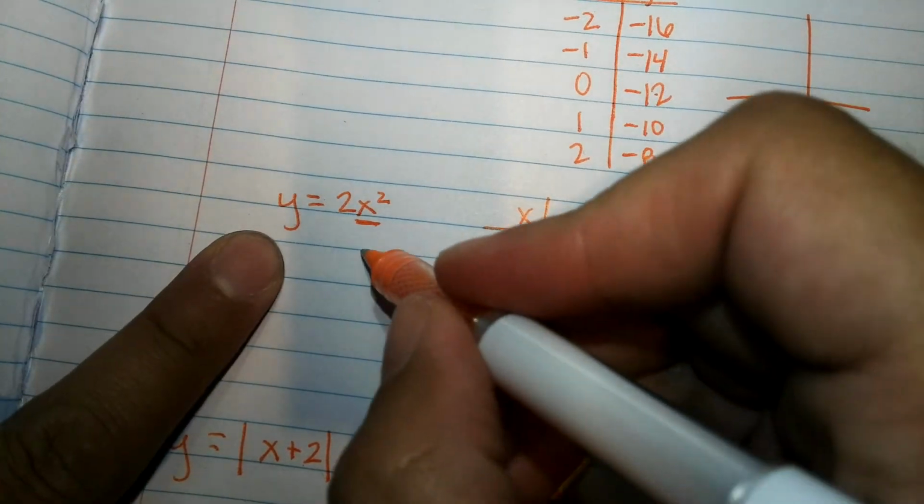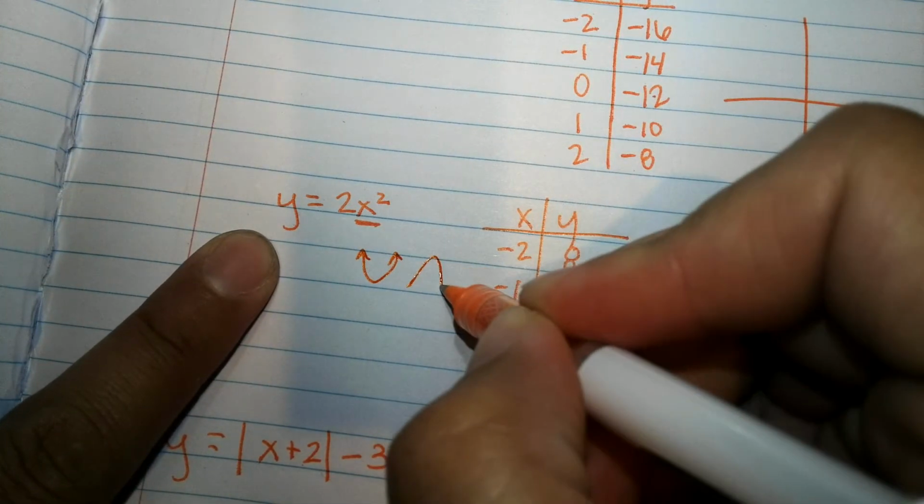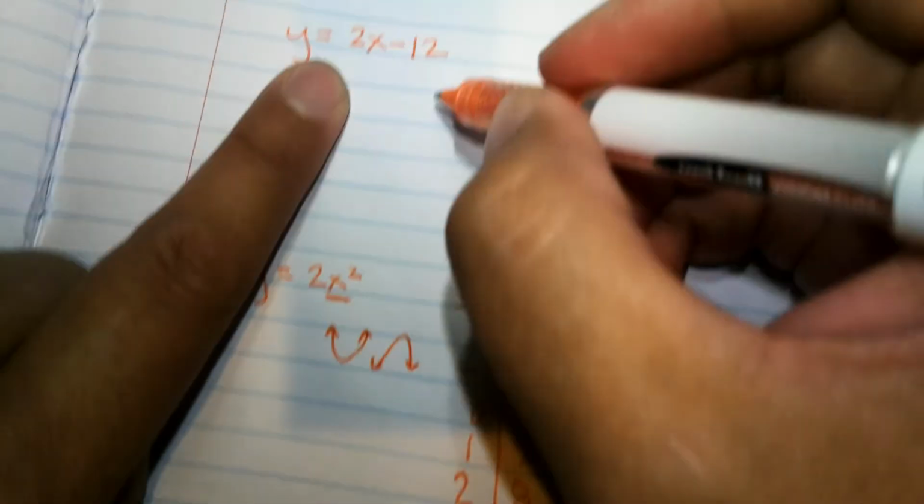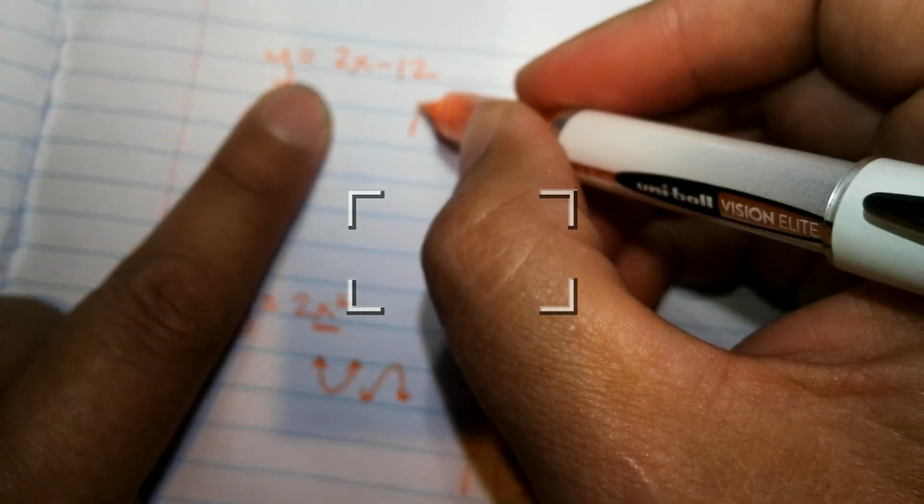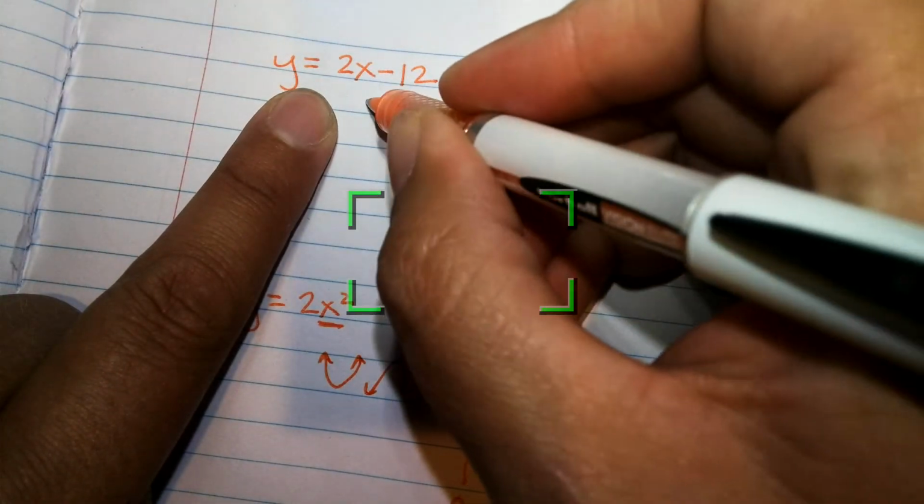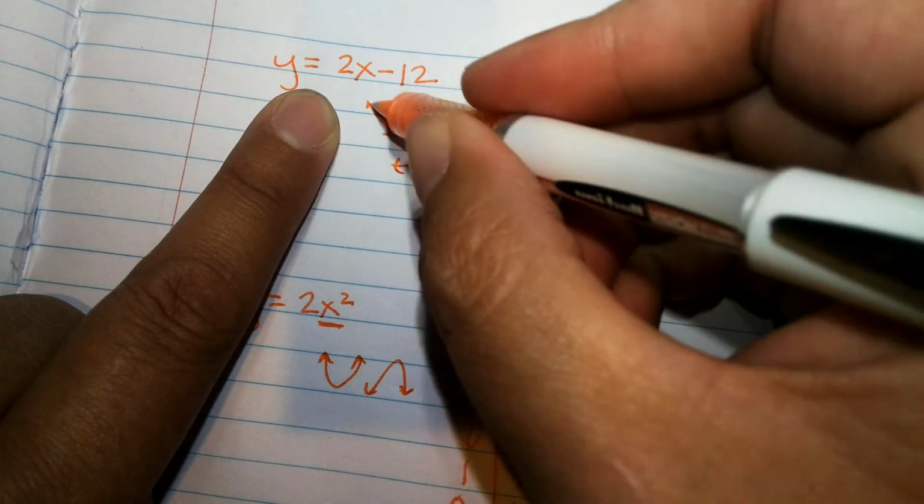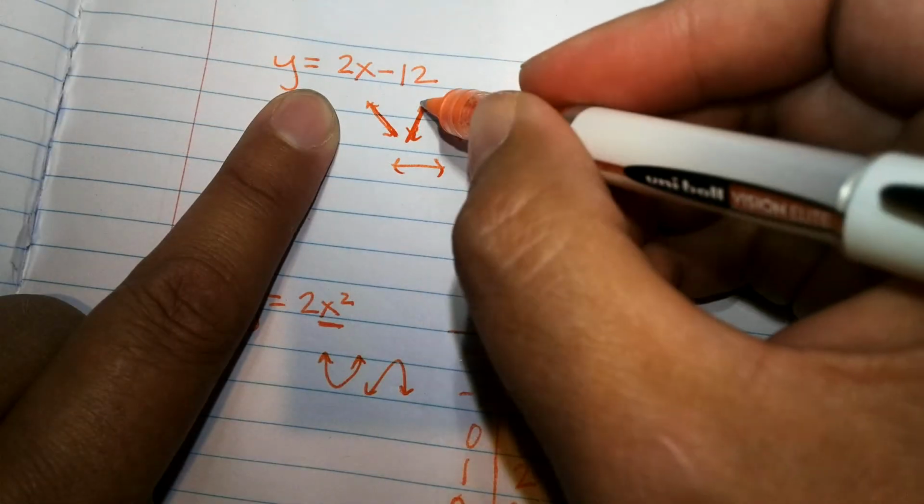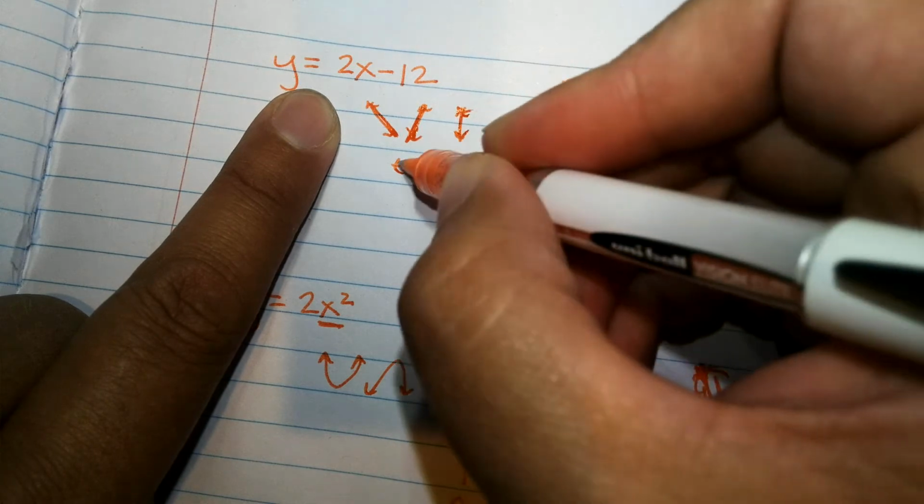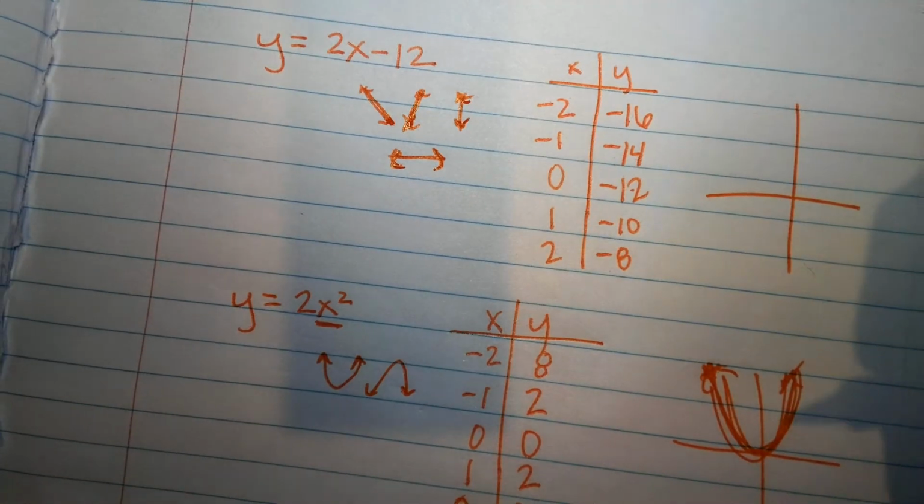Okay. Quadratics are always parabolas. Linear equations could look like any of these. So this is angled down, that's negative slope. Here's positive slope. Here's undefined, and here is 0.